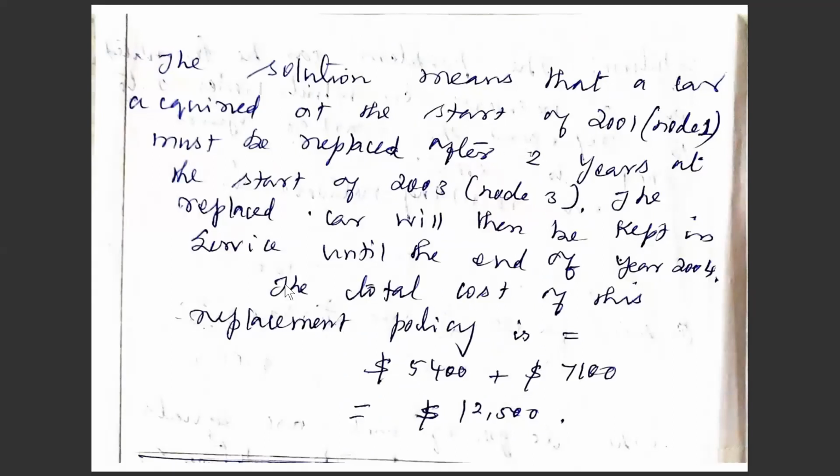So the total cost of this replacement policy is: 1 to 3, the cost is $5,400; 3 to 5, the cost is $7,100. So the sum is $12,500. This is the replacement policy, and the total cost of the replacement policy is $12,500.